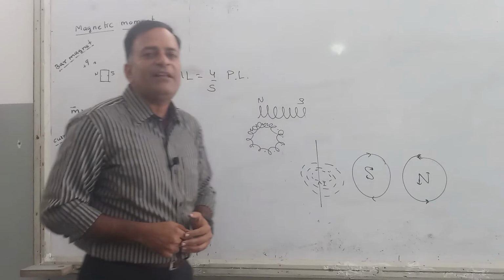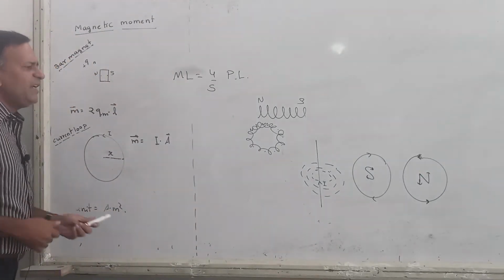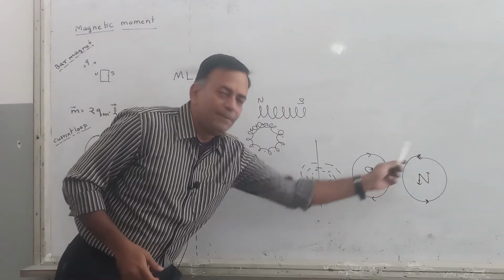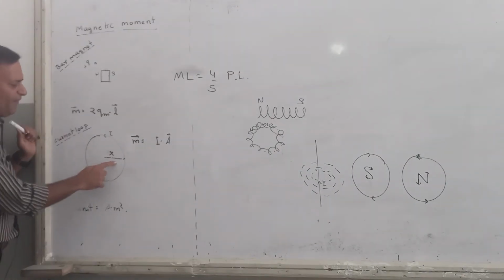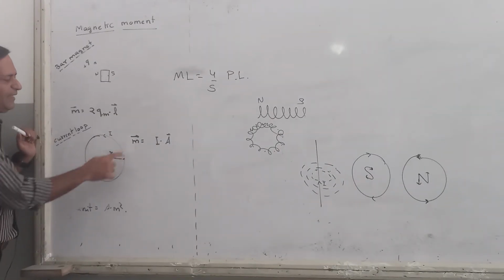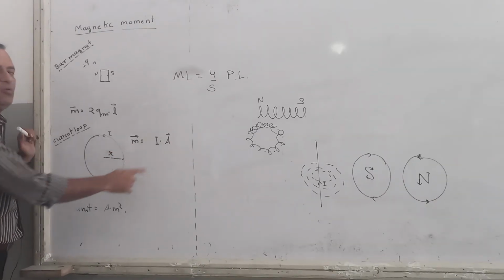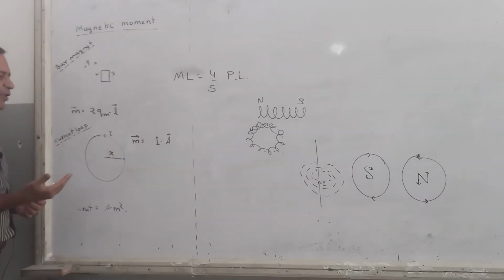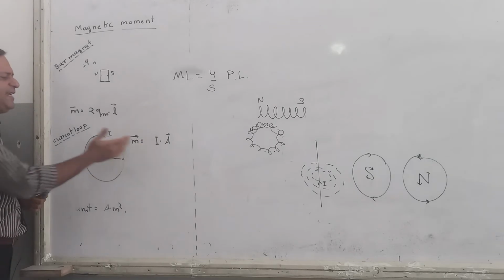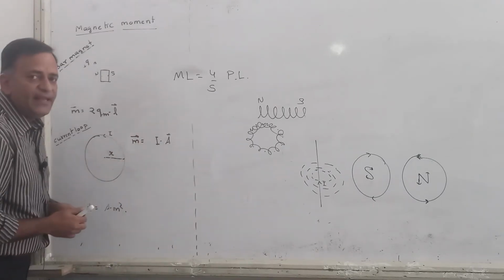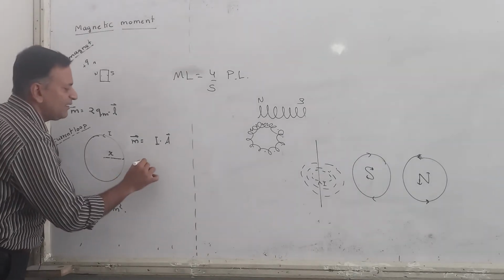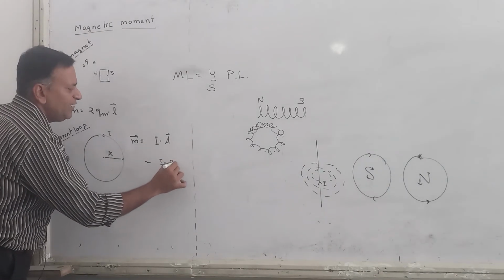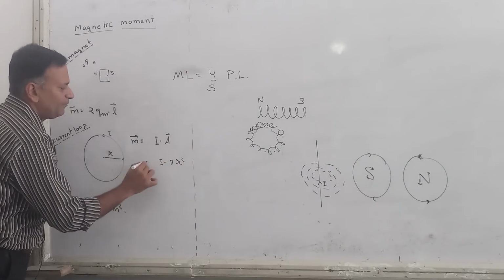Now let us come back to the magnetic dipole moment. The magnetic dipole moment of this current loop, how is it given? Very simple. If this is the current loop of radius r and current I is flowing through it, then the magnetic moment is given as I into A. What is I? Current flowing in the wire. And what is A? A is the area of this loop. Now, this is a circular area, so you can write I into the area of the circle, pi r squared.